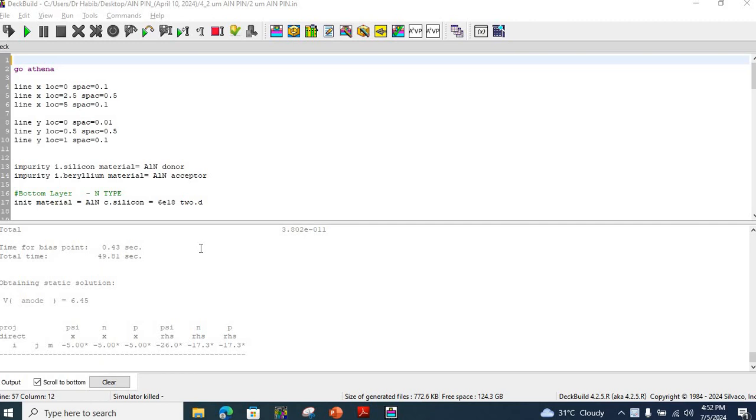Initially, I'm going to simulate the Silvaco TCAD simulation of aluminum nitride based PIN diode with an I layer thickness of 2 micrometers, and then I'm going to show the results of other structures as well.